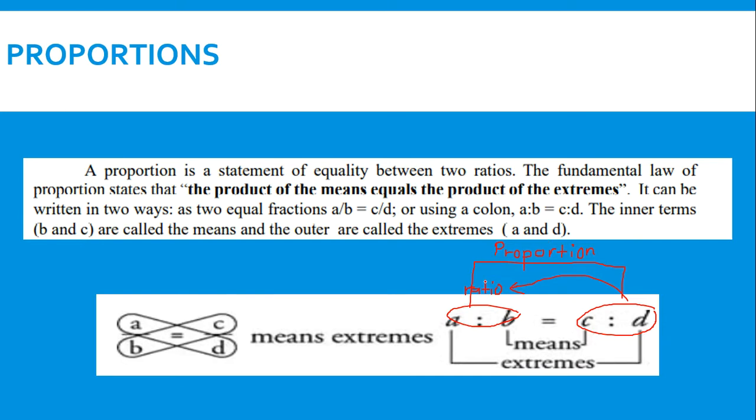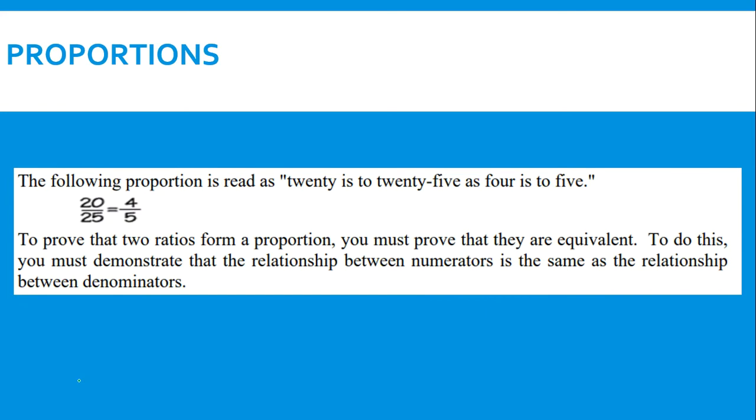Okay, the following proportion is read as 20 is to 25 as 4 is to 5. Again, ang pagbasa niya is 20 is to 25 as 4 is to 5. So kanang 20 over 25, mao na ang basa niya is 20 is to 25. Kanang equals, kining equal sign ang basa niya as. Then 4 over 5 read as 4 is to 5. Okay, mao na ang basa niya 20 is to 25 as 4 is to 5.